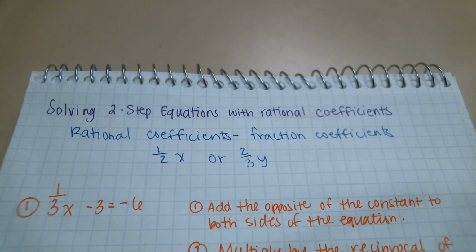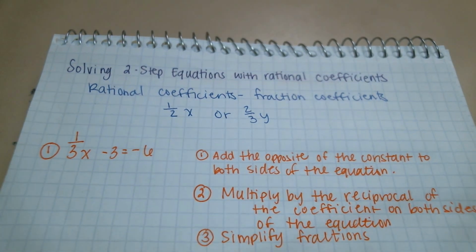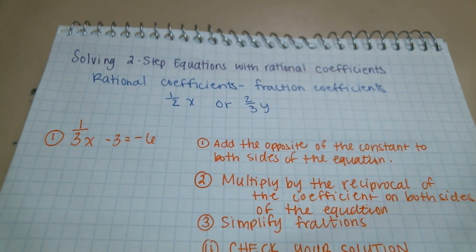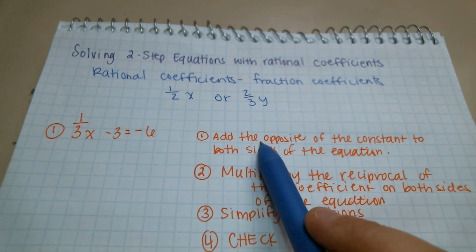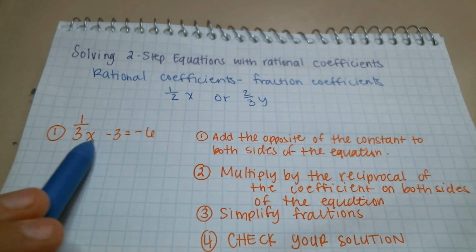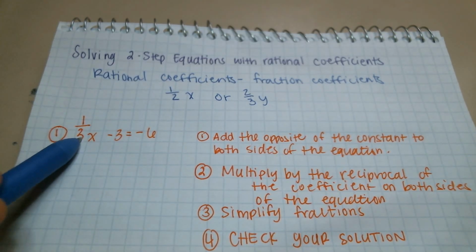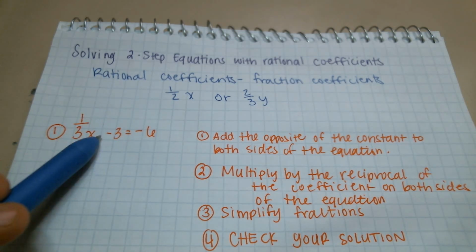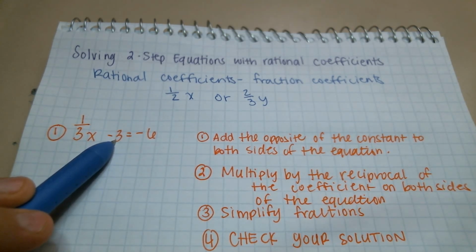So it's not too different from just solving regular two-step equations. It actually isn't as difficult as you might think. So let's go through a couple examples. First of all, find the side that has the variable. So here's the left side of my equation. It has this 1/3 x. First thing I want to do is find my constant, so that's -3.